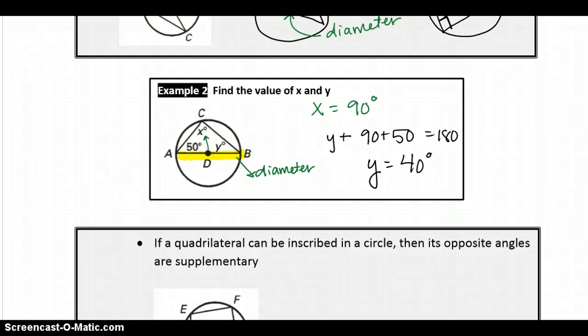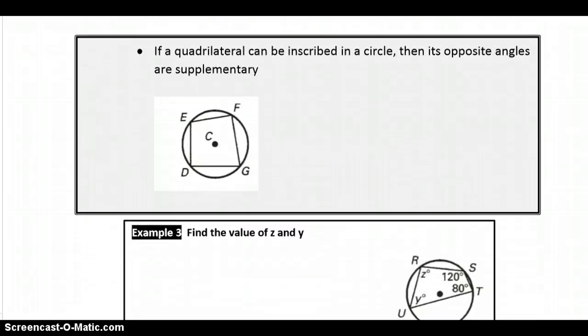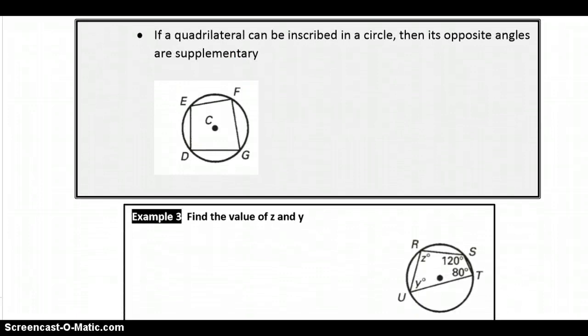Alright, third and last rule for today. If we have an inscribed quadrilateral, so a four-sided shape inscribed in a circle, then it must be true that the opposite angles are supplementary. Remember, supplementary means they add up to 180.